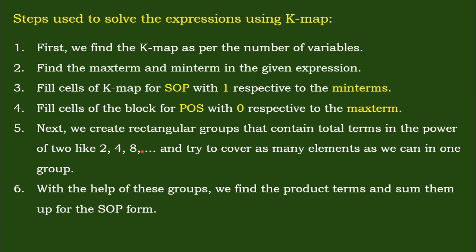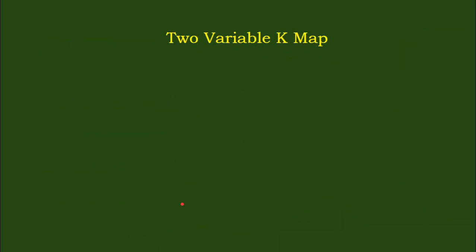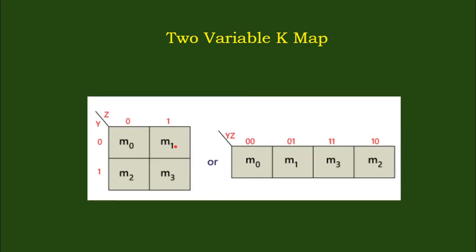When you group those locations, we can be able to solve the expression. With the help of these groups, we find the product terms and sum them up for the SOP form. So here are the simple steps. Let us see how the K-map looks like.